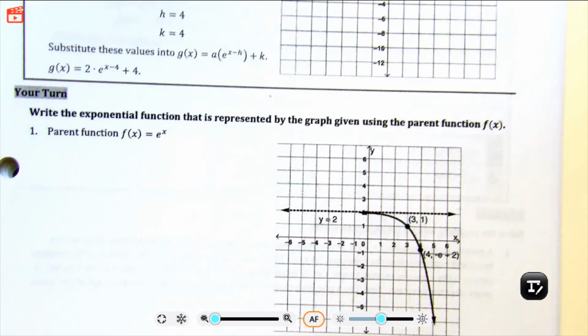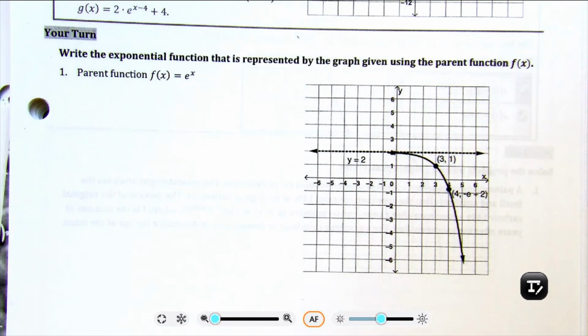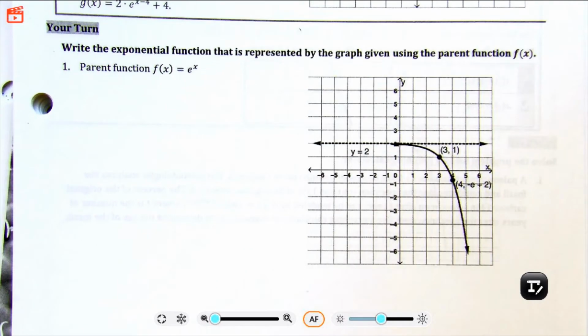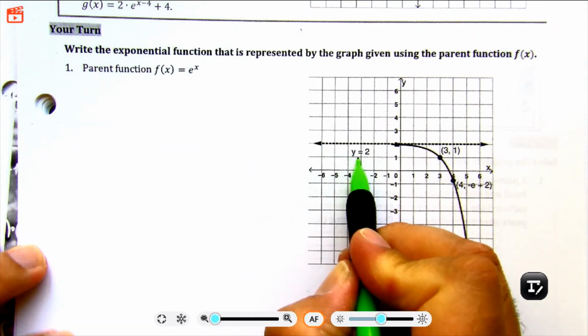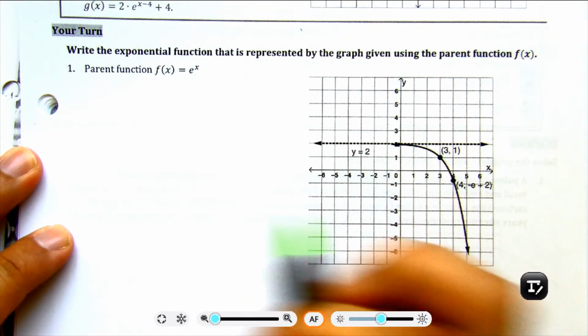Okay, so next I want you to try another problem. Again, try to pause the video and take the time to identify all the points, but I'm just going to be working this out right now. So let's start with the horizontal asymptote at y equals 2. So that means k equals 2.